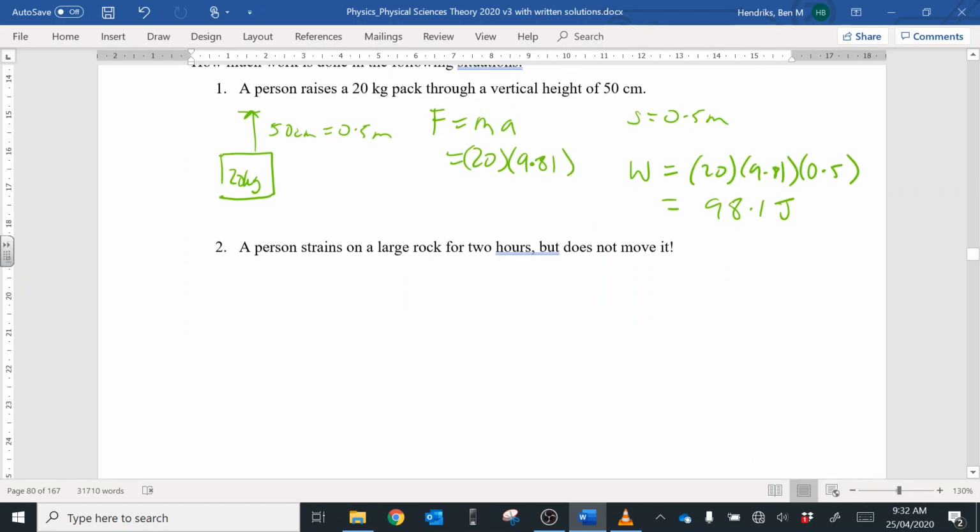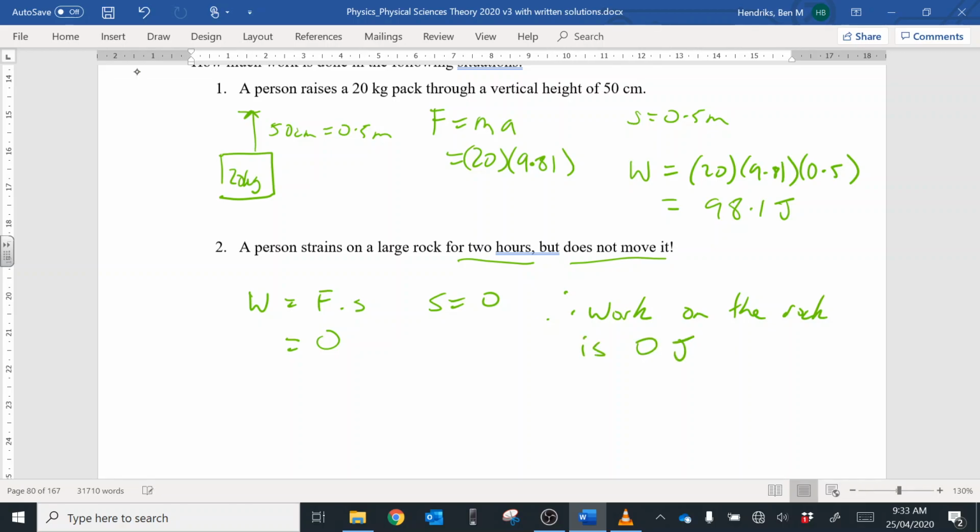So here's our second example. A person strains on a large rock for 2 hours but does not move it. Okay, so the amount of work is equal to force times displacement, or distance. Displacement equals 0, S equals 0, so that means that work is equal to 0 as well. So therefore we say that the work on the rock is 0 joules.